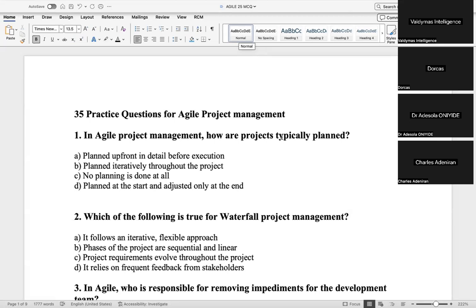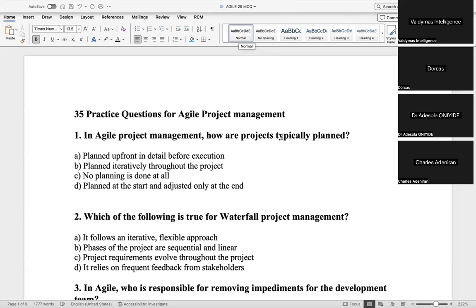Today, we're going to run through the 35 practice questions for Agile project management. This will be like a knowledge check so that we can pause and also interact along with the questions and use the answers to learn.